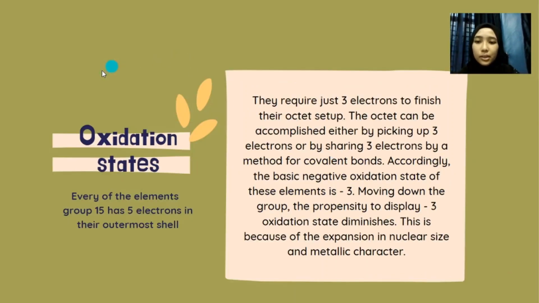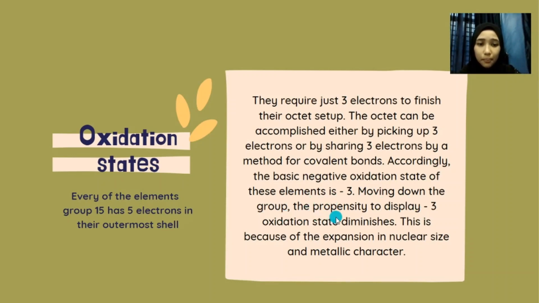Next, I will go into oxidation state. Every element of group 15 has 5 electrons in its outermost shell. They require just 3 electrons to complete their octet. The octet can be achieved either by picking up 3 electrons or by sharing 3 electrons through covalent bonds. Accordingly, the basic negative oxidation state of these elements is -3.